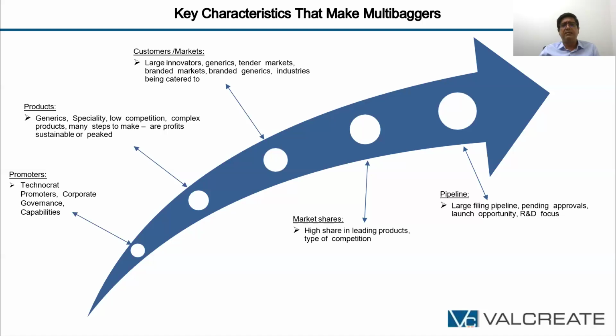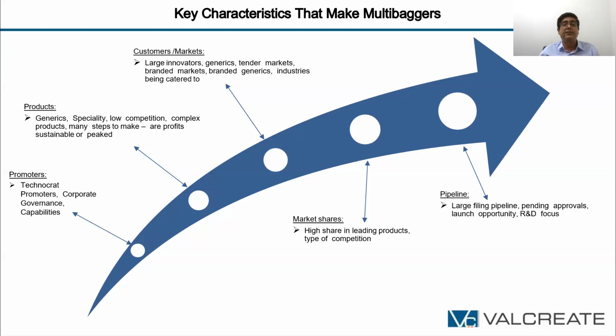Products, again, as I mentioned in the beginning of my slide, you need to have complex products, specialty products, low competition, difficult to make products. Some of these products can make much higher margins versus pure vanilla generics. And companies which have more such products have better margins, better cash flows.